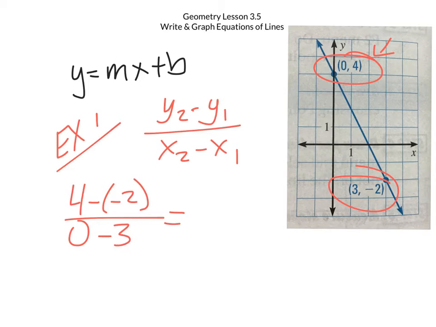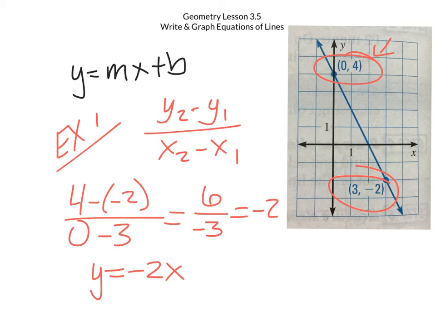What's 4 minus a negative 2? 6, because a negative times a negative is a positive. Over what's 0 minus 3? Negative 3. Simplify, you get what for your slope? Negative 2. So now we just have to put this in slope-intercept form. So we say y equals, my slope is negative 2x.